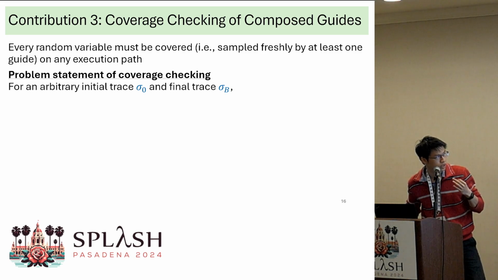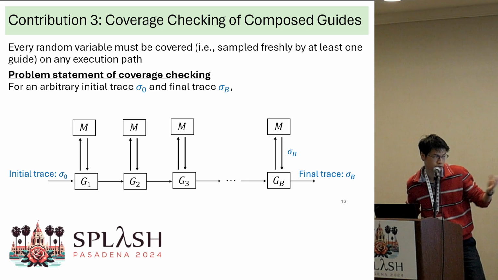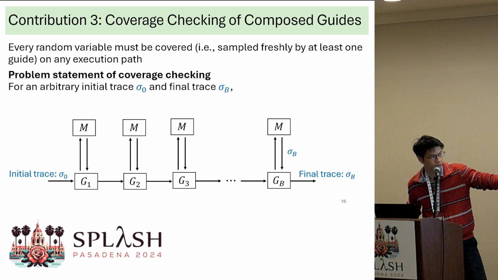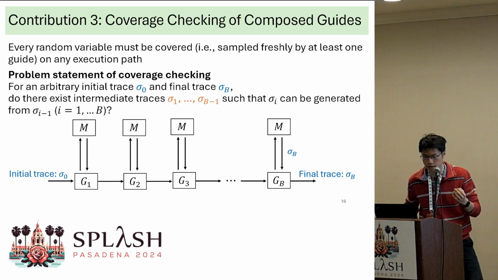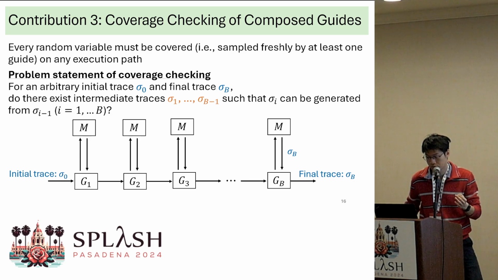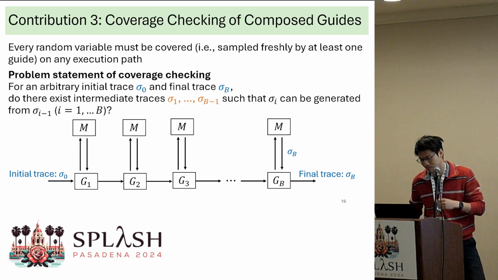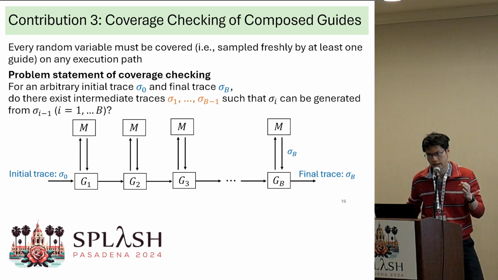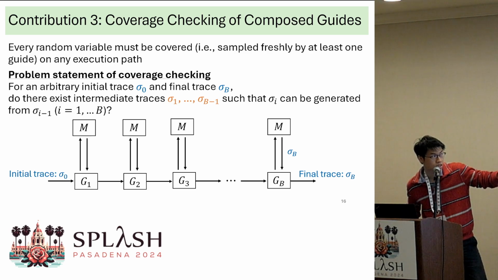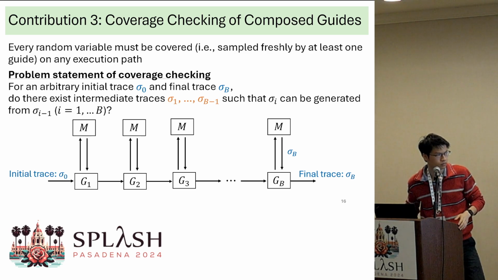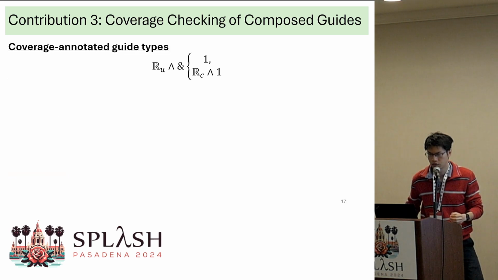Let's say we are given an arbitrary initial trace sigma 0 and an arbitrary final trace sigma b. So pictorially, we are given a sequential composition of guides, and we fix an arbitrary initial and final traces. Then the question is, do there exist intermediate traces, sigma 1 to sigma b minus 1, such that for each i, the guide gi can generate the desired trace, sigma i, using the previous trace, sigma i minus 1.